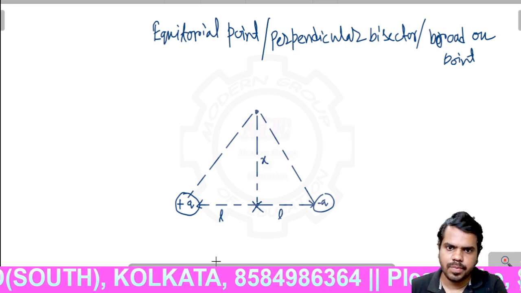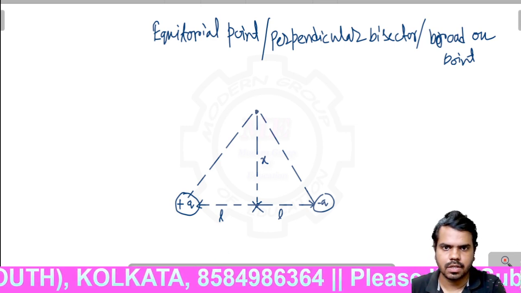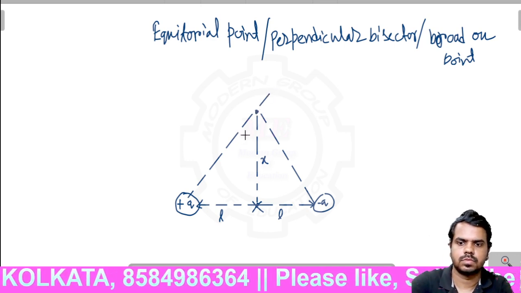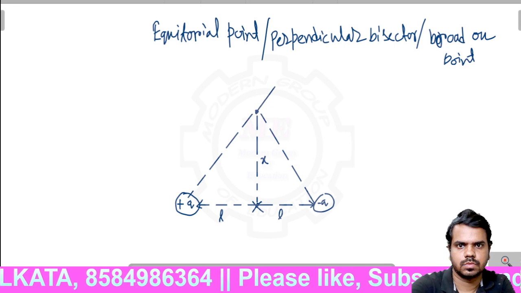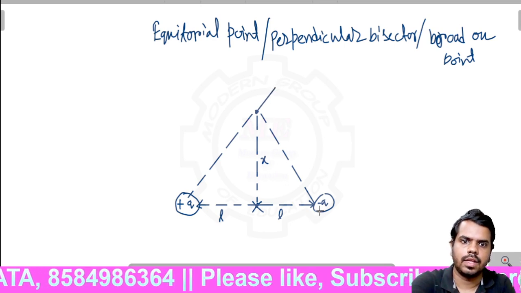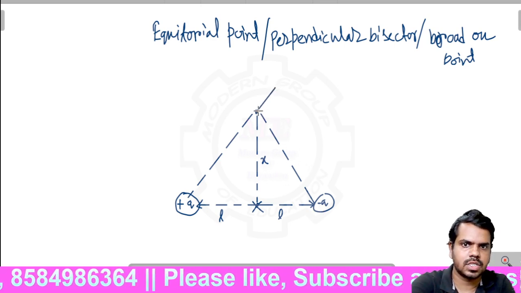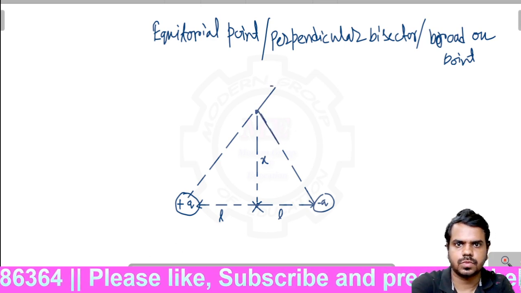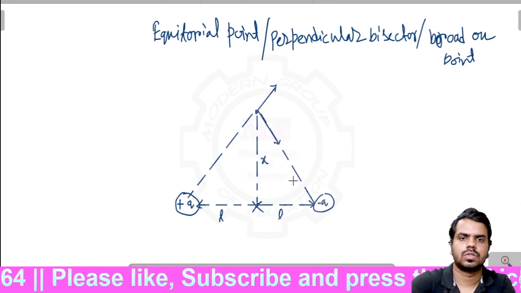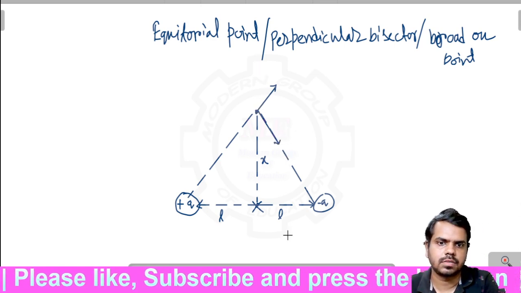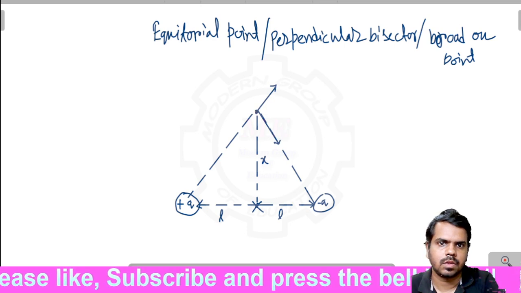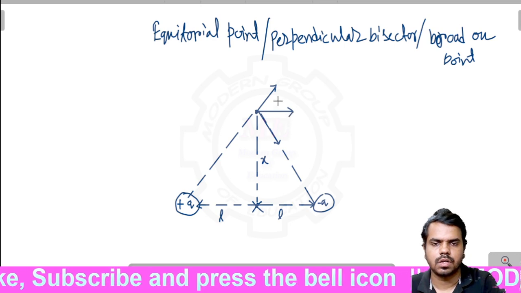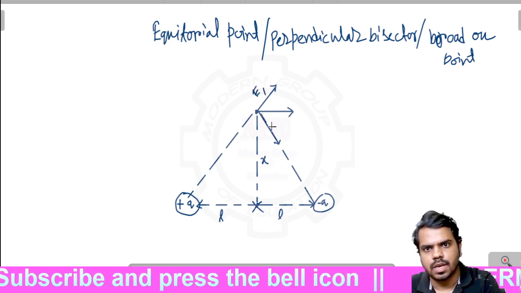The plus Q will repel this charge like this, and the minus Q will attract this charge like this. Okay, so the resultant will be in this direction. Say this is E1 and say this is E2.